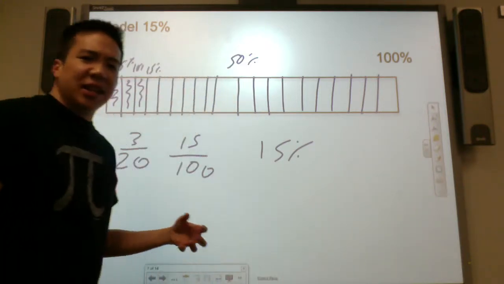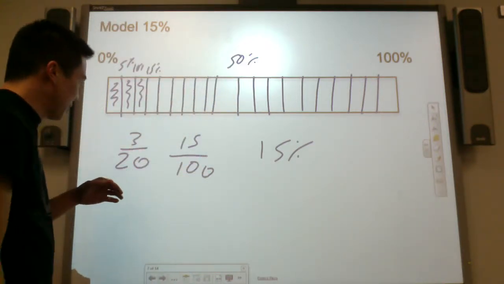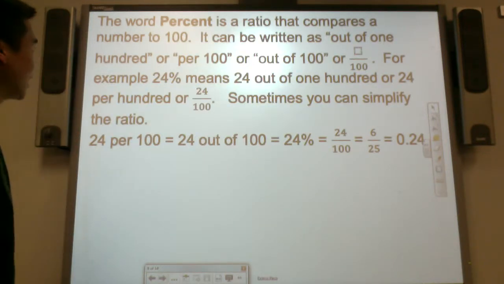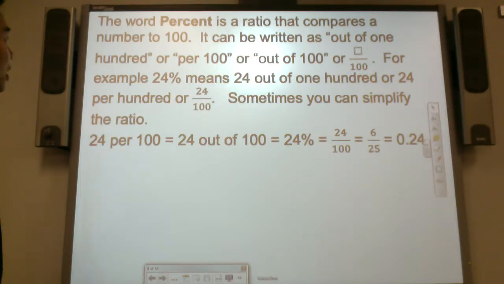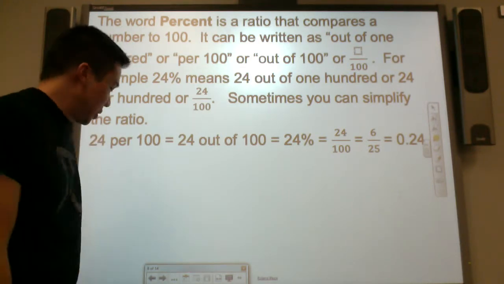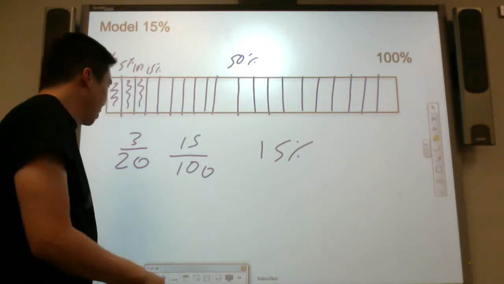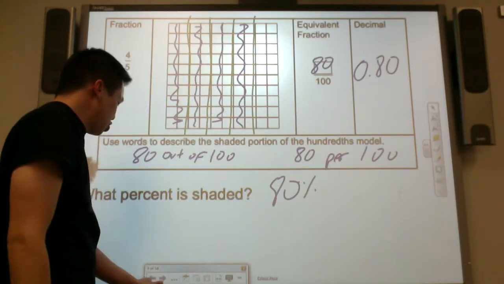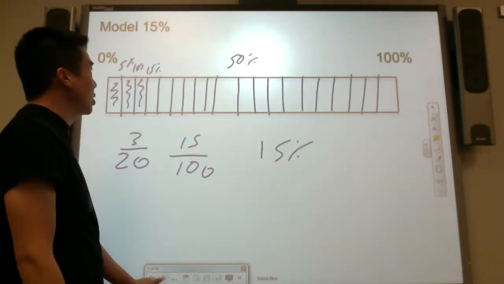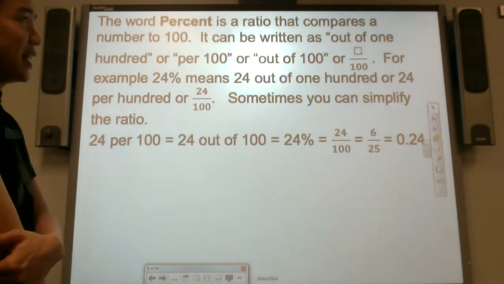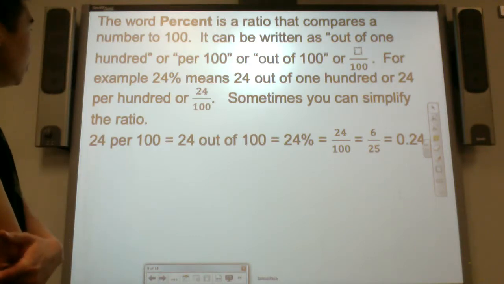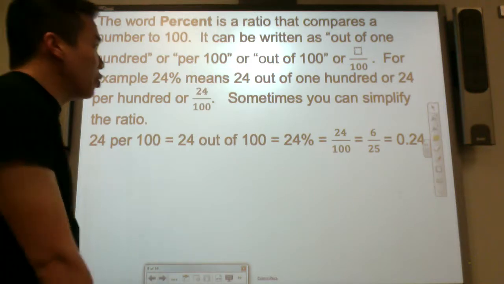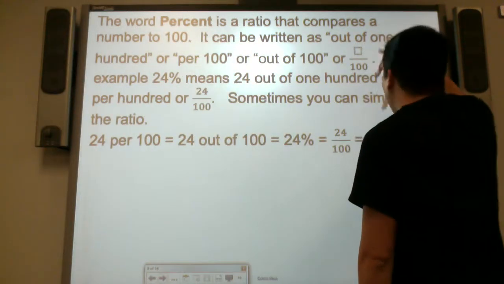So do you see how we did so many little equivalencies here? All of these meant the same thing. So what is percent exactly? The word percent is a ratio that compares a number to 100. As you notice, we kept comparing to 100. In our picture, we had 100. In this one, we had 100 squares, always comparing to 100. It could be written as the following: per 100, or out of 100, or even written as a ratio like this, something over 100.